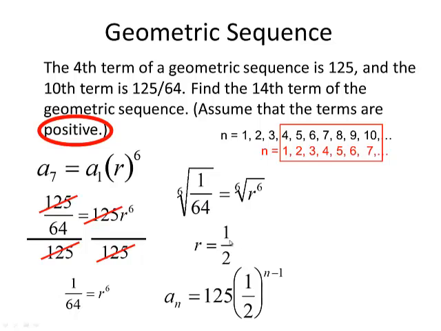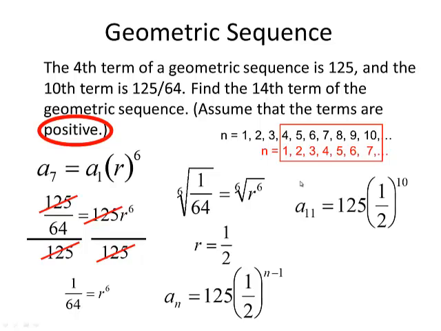So now I have r. I can write the nth term is equal to 125, the quote-unquote first term, times 1/2 to the n minus 1. So I want to find the 14th term.